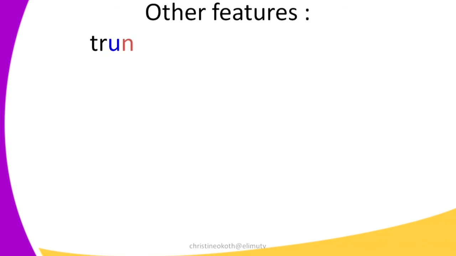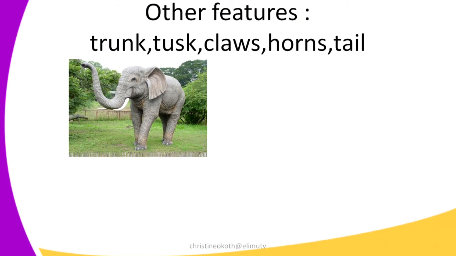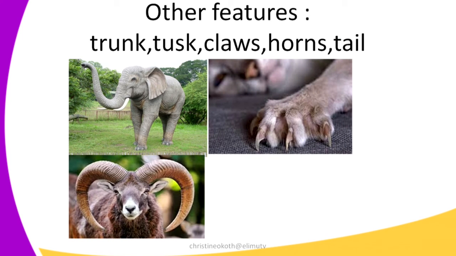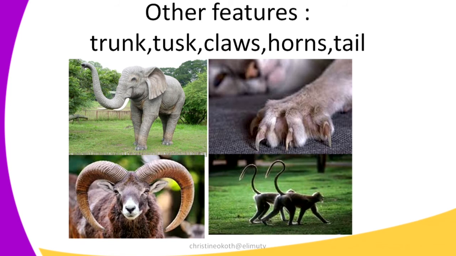Then other features that can help us to identify external features of organisms. We have other organisms. They have the trunk, tusk, claws, horns, and the tails. Looking at the illustration, we have an elephant here. It has the trunk, that is the long projecting part, like the nose that projects. That is what we call the trunk. So that is a distinctive feature which is found in animals and other organisms.